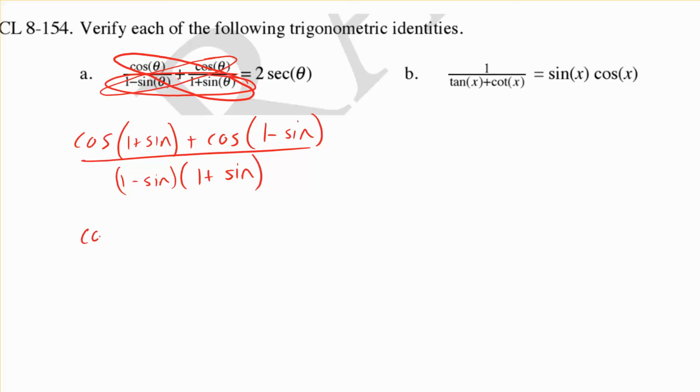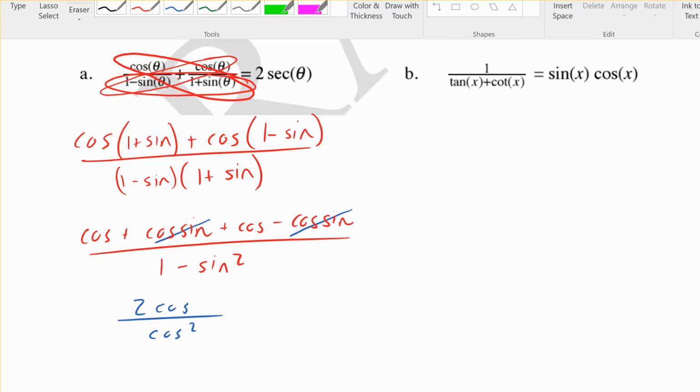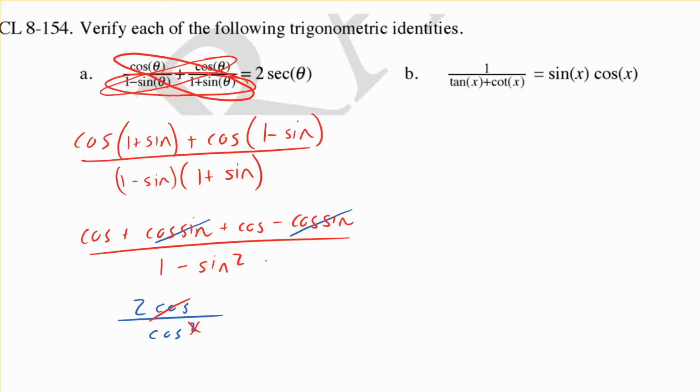So I'm going to distribute: cosine plus cosine sine plus cosine minus cosine sine. I can see that's going to help me there. 1 minus sine times 1 plus sine is going to be 1 minus sine squared. These are going to go away. I'll be left with 2 cosine on the top. 1 minus sine squared is cosine squared. So one of those is going to go away. I'm left with 2 over cosine, which is 2 secant theta.